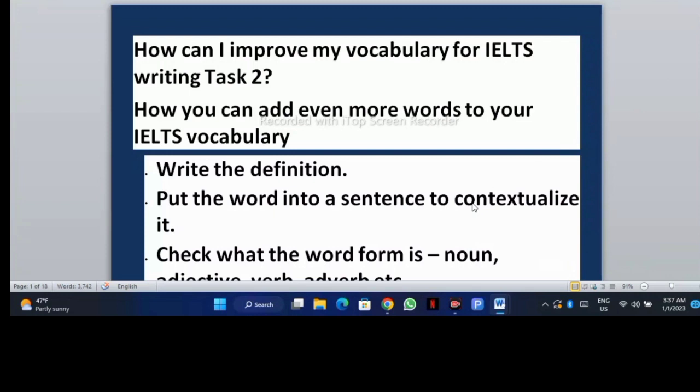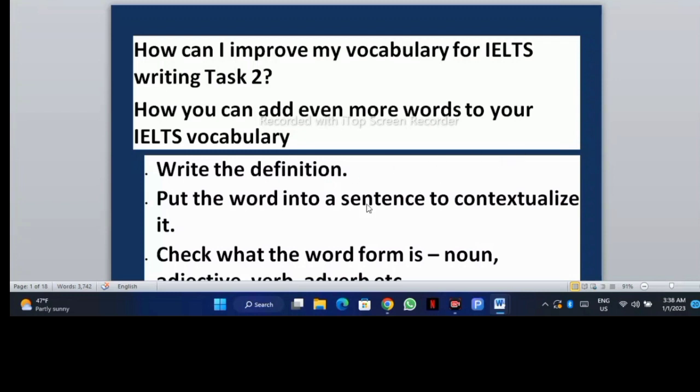And in today's video, I'm going to share with you the predictions for writing task 2 in January 2023, the most expected topics for January 2023. But before that, I will share how you can improve your vocabulary for IELTS writing task 2 and how you can add even more words to your IELTS vocabulary. In this video, I'm going to share the topics as well, but also how you can prepare the vocabulary list for those topics.